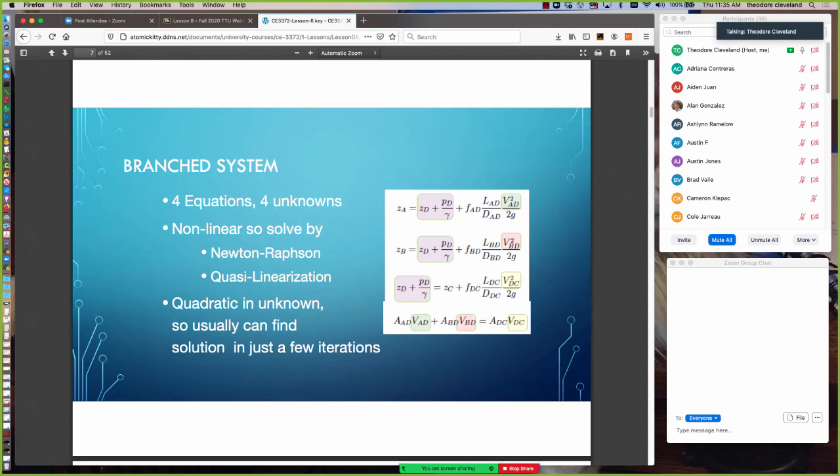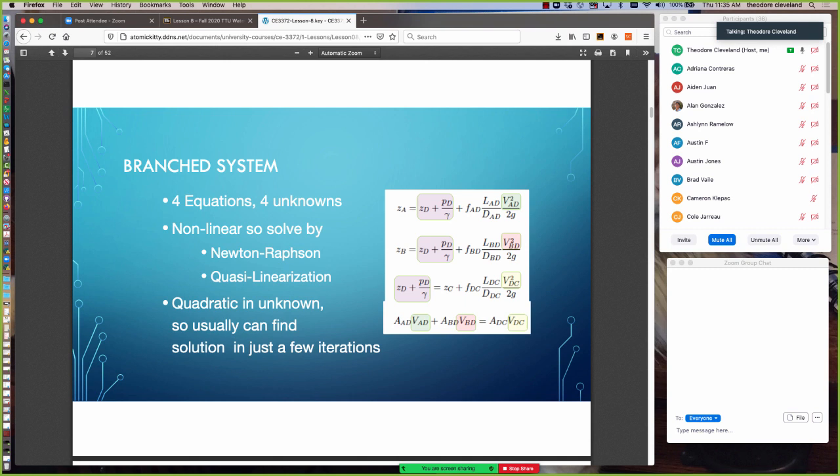So to summarize, we have four equations and four unknowns. It's nonlinear. It's nonlinear in velocities. And it happens to be quadratic, so these are usually pretty well behaved and quite solvable. Some of the techniques that are listed here, one's Newton-Raphson. We'll explore that a little further. Another technique that will work is called quasi-linearization. They're more or less different names for almost the same thing.